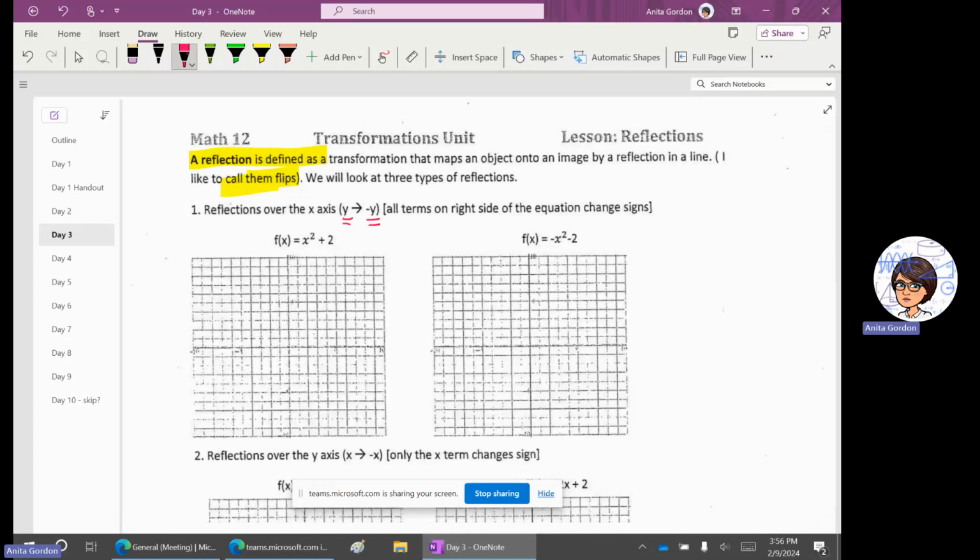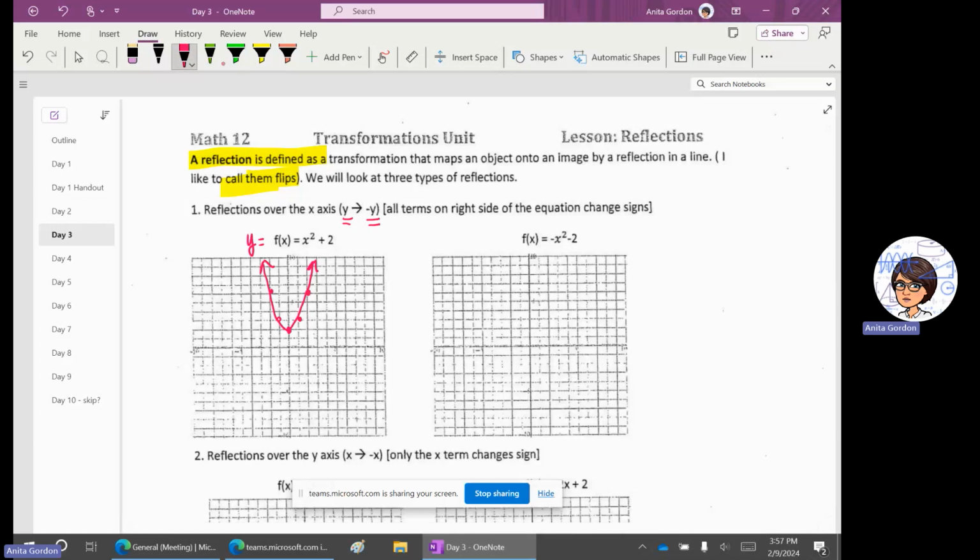If I have a function y equals x squared plus 2, x squared we know is a parabola. Plus 2 means its vertex has been shifted up 2. So 1, 2, here is the vertex, and then 1, 1, 2, 4. So this is what my original y looks like.